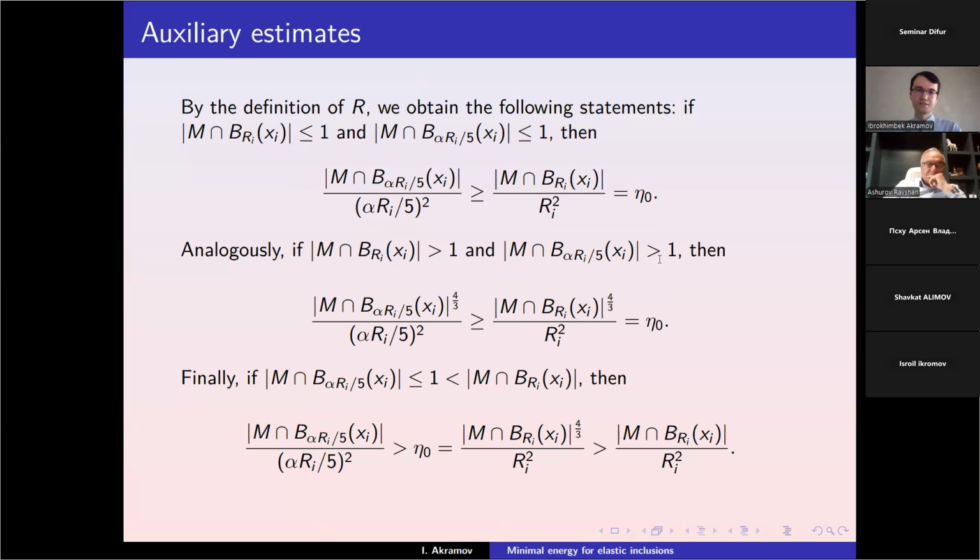So the next case is both of these terms are bigger than 1. If both of these measures are bigger than 1, then we obtain this inequality. So finally, if this term is smaller than 1 and this term is bigger than 1, then this inequality holds.